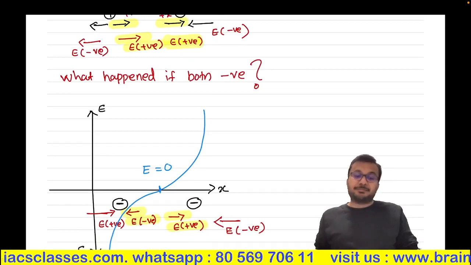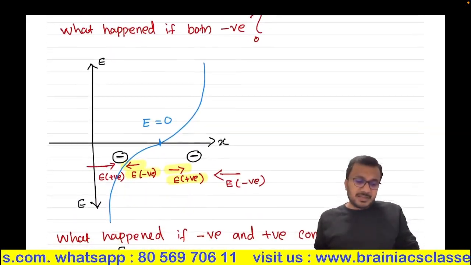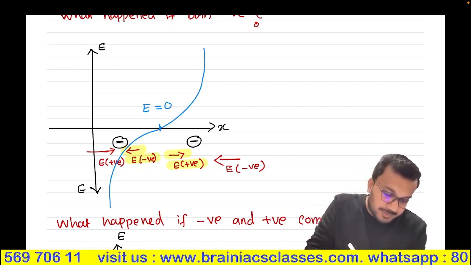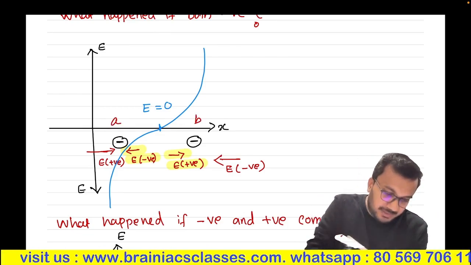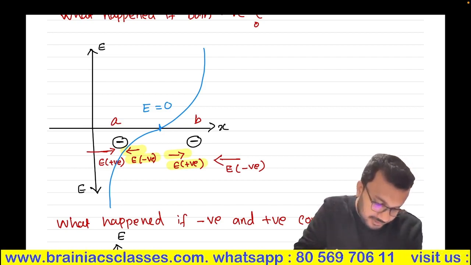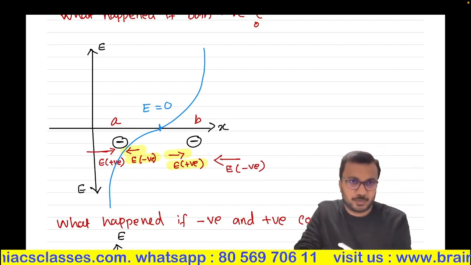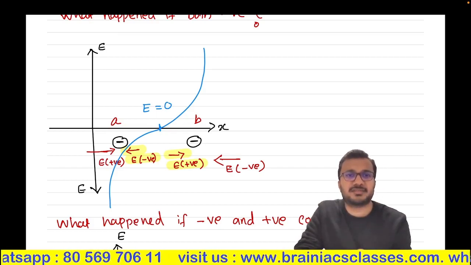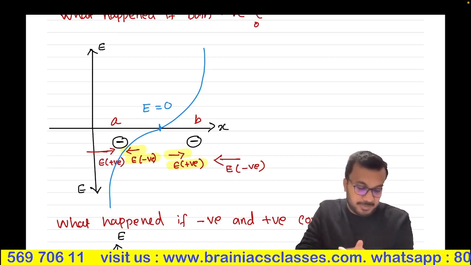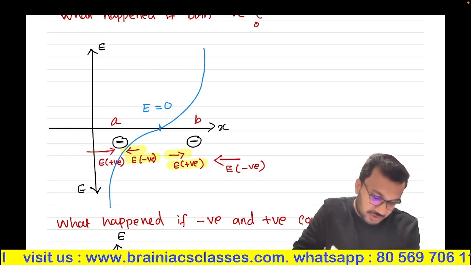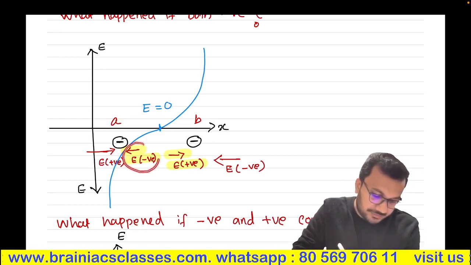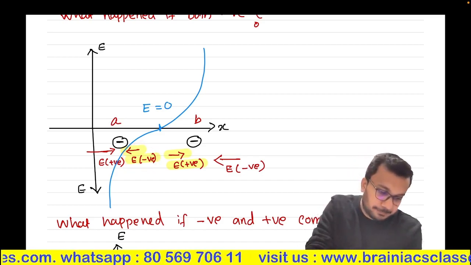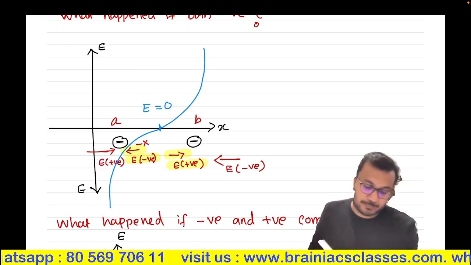What happens if both are negative? Let's see. Now you can draw the diagram yourself. We have two points here. This is point A and this is point B. At this point, you can take it as the origin also. For better clarity, I just moved it a little towards the right side and kept B there. So in between the charges, for negative charges, electric field lines are moving towards the charges. So this is in what direction? This is in the minus x direction.